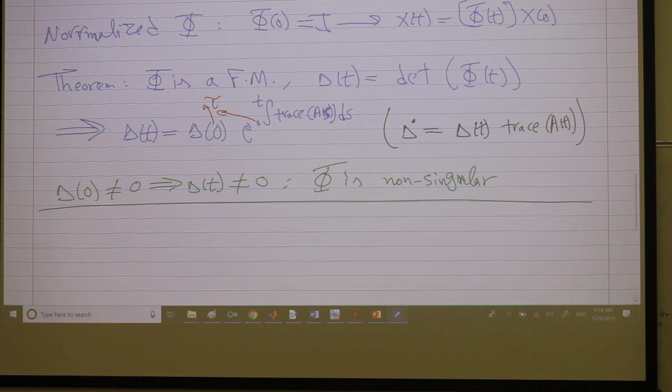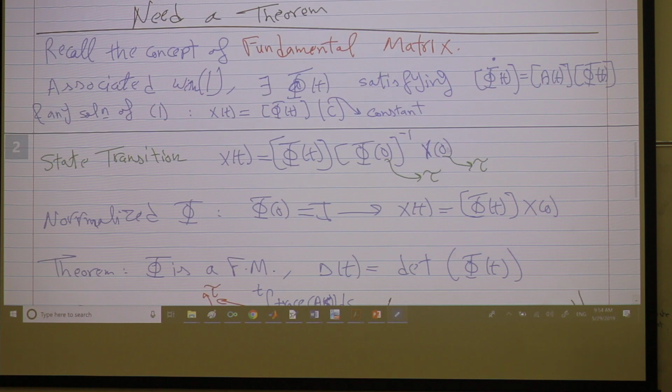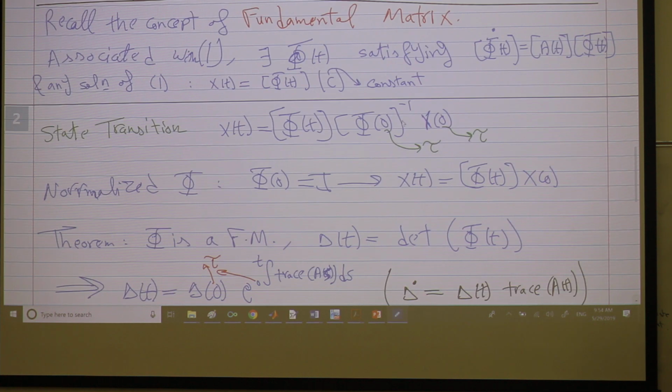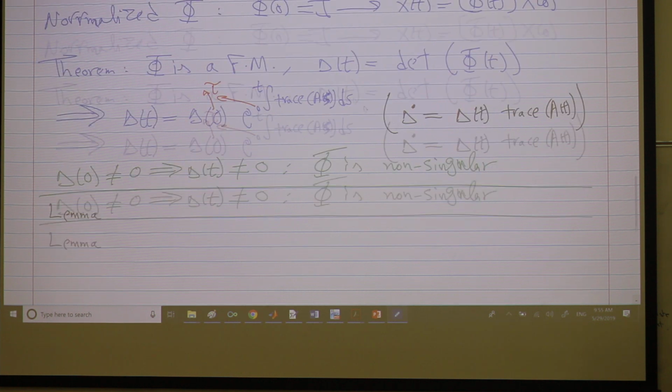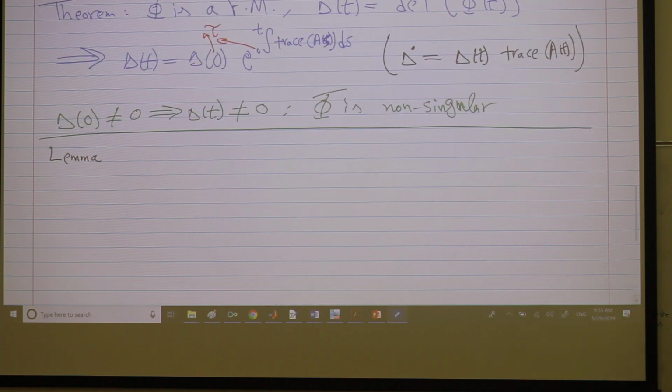And here we're trying to develop a theorem for the stability of time periodic systems. We will need this lemma, and anything I said so far is not confined to time periodic systems. The concept of state transition matrix, the fundamental matrix, is for any A of t, not necessarily time periodic. Any time varying linear system will have these properties. And also this lemma is for any time varying system, not necessarily time periodic.